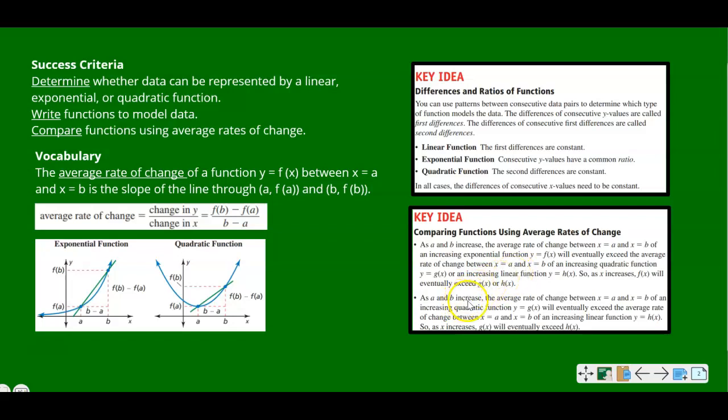The second one says as a and b increase, the average rate of change between x equals a and x equals b of an increasing quadratic function, g of x, will eventually exceed the average rate of change between x equals a and x equals b of an increasing linear function, h of x. So as x increases, g of x will eventually exceed h of x. So very similar. If you are comparing a linear and a quadratic function, the quadratic function is going to increase eventually, maybe not at first, but eventually the quadratic function will increase faster than the linear.